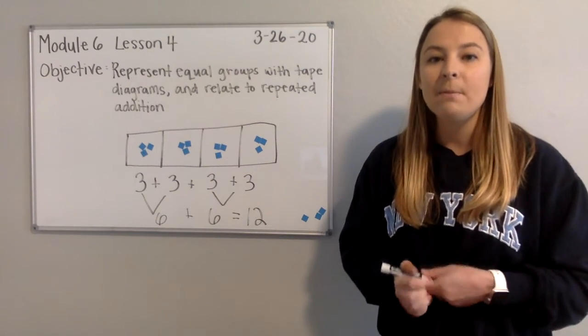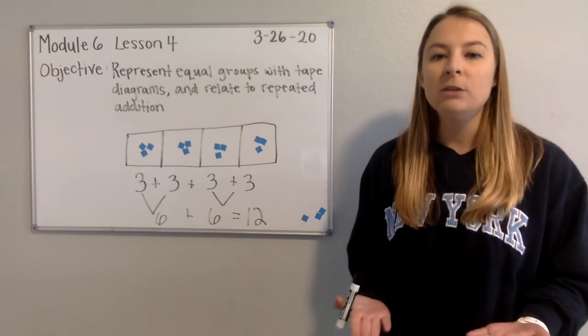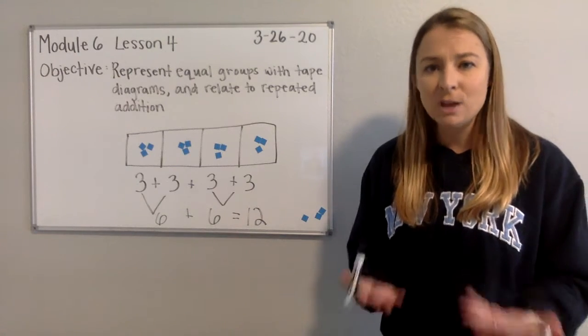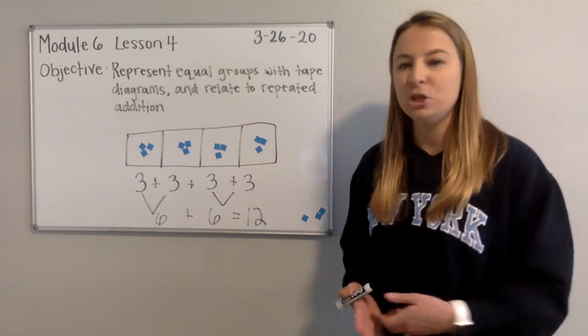For my next example, I'm not going to use the counters. I'm actually just going to draw a picture. I'm just going to use circles or dots. You could use X's, you could draw smiley faces or stars, whatever works for you. I'm going to clear my board and then we'll get started on example 2.